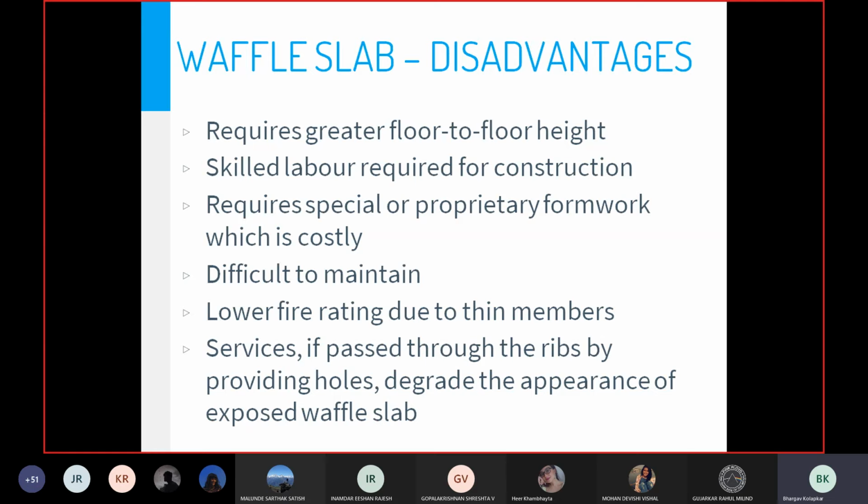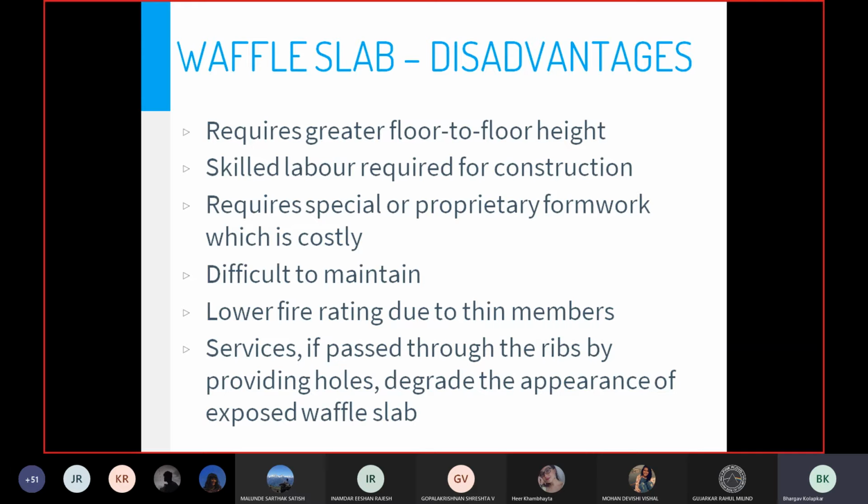We talked about the low fire rating due to thin members. Fire rating is a function of the thickness of the member. The thicker the member, the better is its fire rating, because there's more amount of concrete. There's a better cover to the reinforcement, and therefore there's a better fire rating. Here the members are thin, the reinforcement has very small cover, and therefore the fire rating is also small.